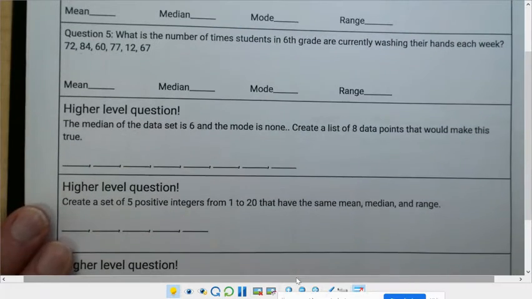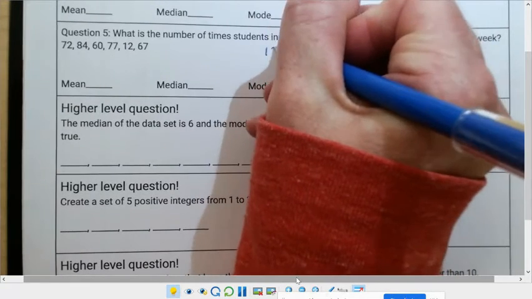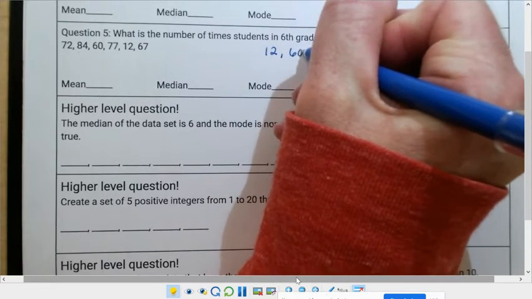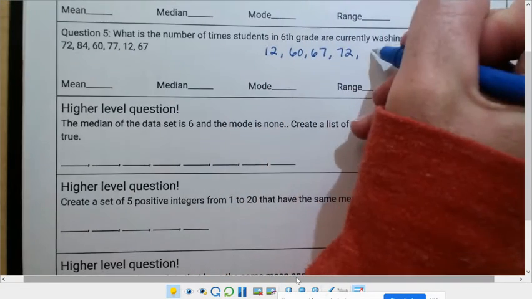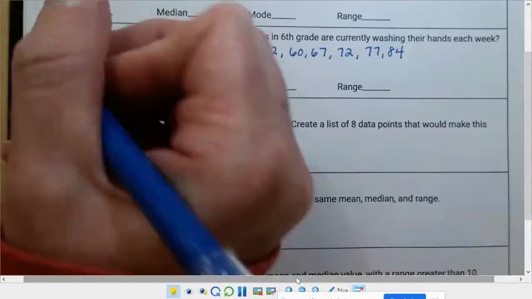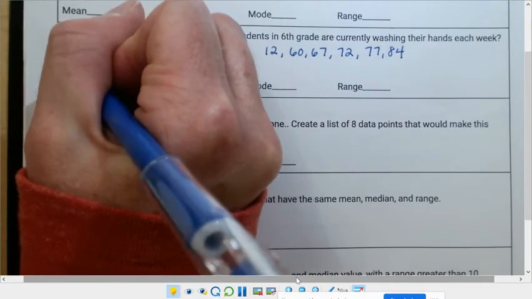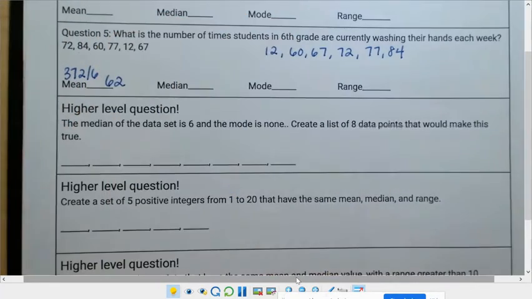So pause the video and try question number 5, and then come back and I'll go through it. So I put my numbers in order. I add them up and I get 372 divided by 6, which gives me a mean of 62.